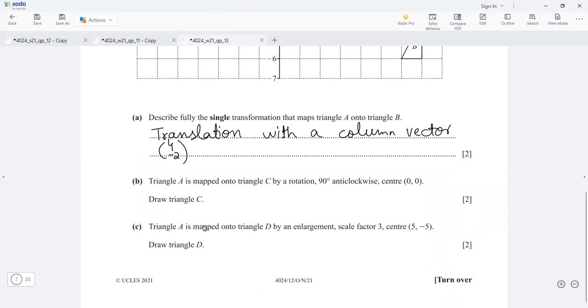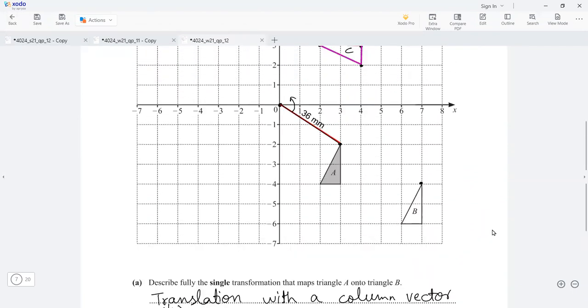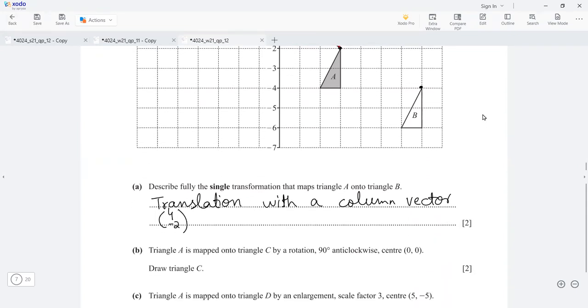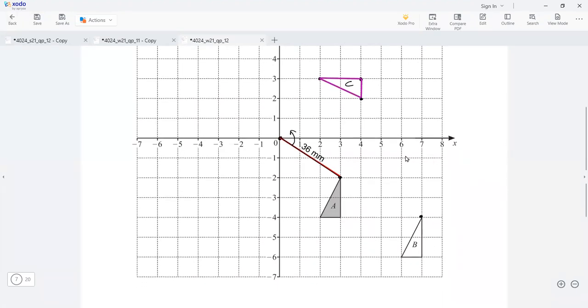So what's the next figure? Triangle A is mapped onto triangle D by an enlargement of scale factor 3, and 5, comma minus 5 is the center of enlargement. First of all, plot the center of enlargement for enlargement questions, 5 and minus 5. So where is it lying? Positive 5 on the x-axis and negative 5 on the y-axis. So it must be the point of the center of enlargement.